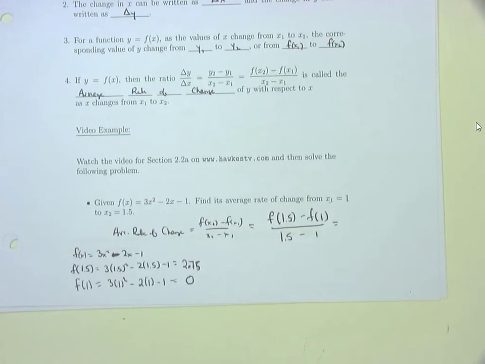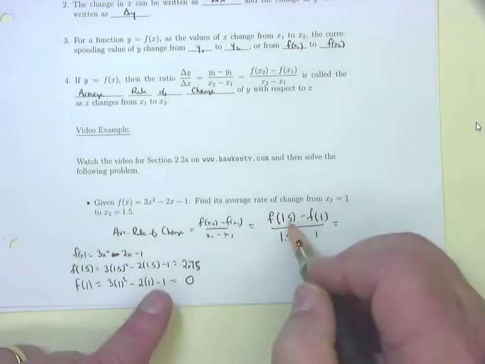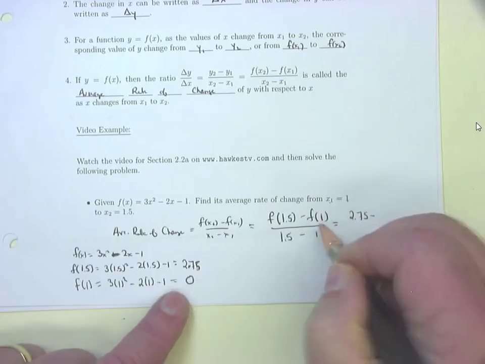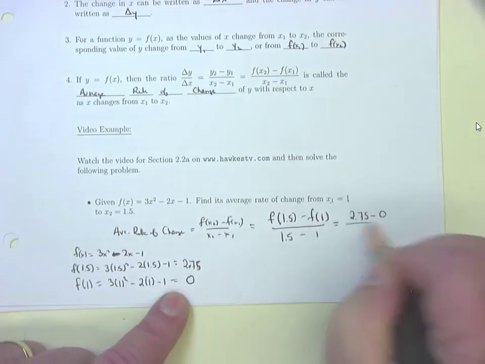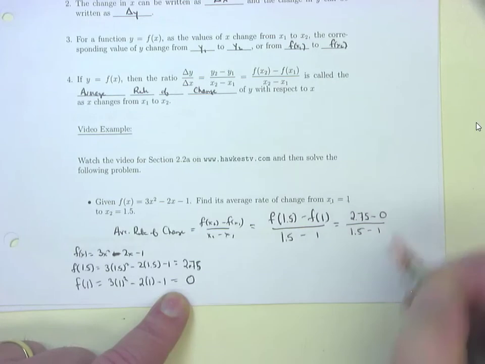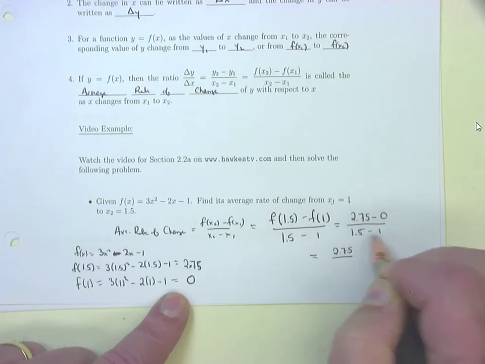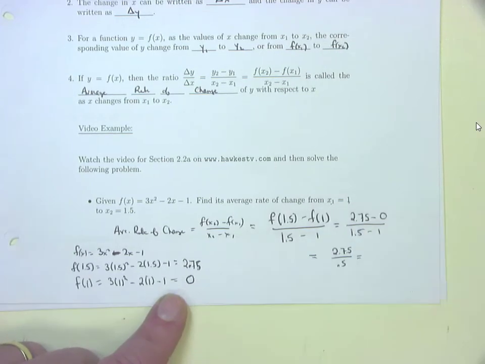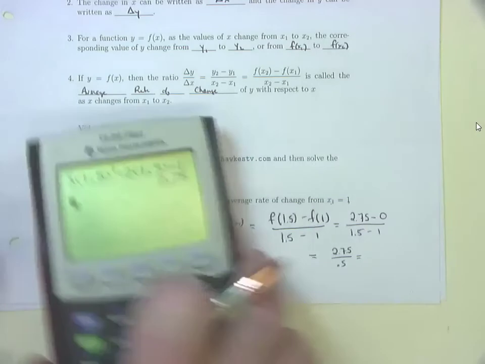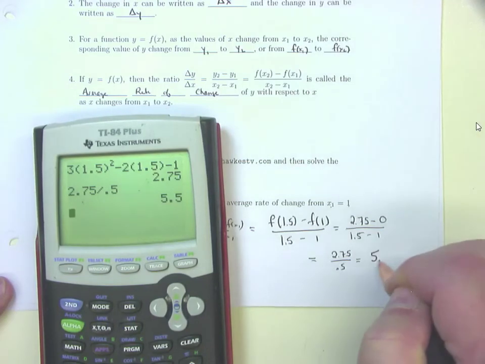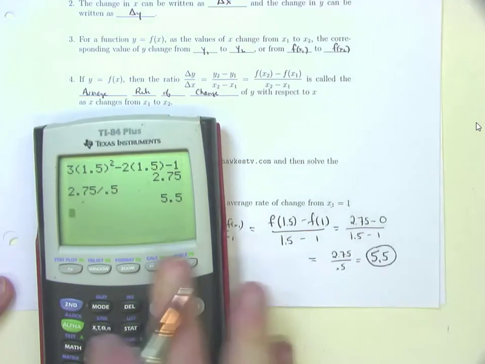So now, here we go. What was f of 1.5? It was 2.75 minus f of 1 at 0 divided by 1.5 minus 1. Well, 2.75 minus 0, that's easy math, that's 2.75. 1.5 minus 1 is 0.5. And so, the answer is 2.75 divided by 0.5 equals 5.5. That is the average rate of change.